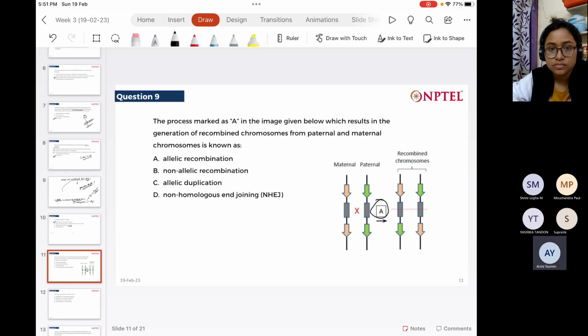Allelic recombination. You're correct. So here proper alignment of both the alleles is there, because of which allelic recombination is happening. Misalignment is not there, so non-allelic recombination is not the option. Non-allelic recombination leads to duplication of a gene or a deletion. And NHEJ is basically a DNA repair mechanism, so it is not at all related to this topic.